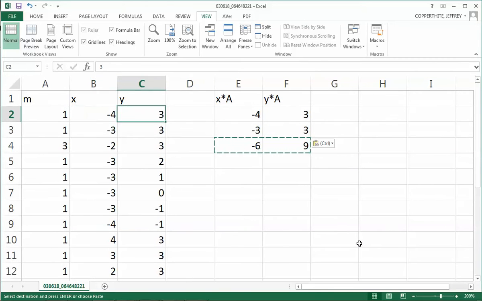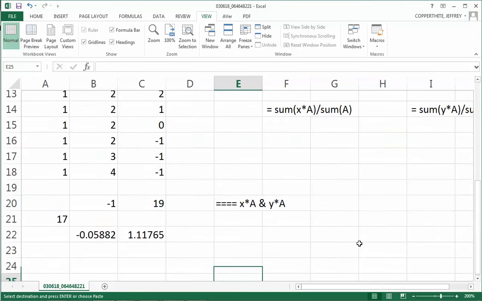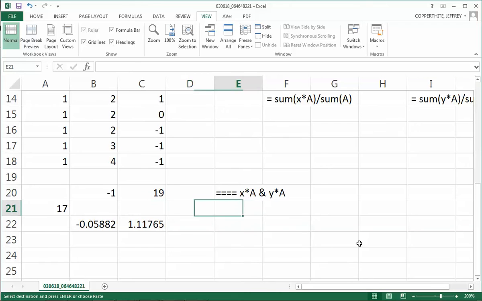Okay? So if you'd like to challenge yourself, I recommend you give that a shot. Okay? So your x times A, your y times A, and then of course you would have to do the same calculations down here, sum and divide by the count, by how many blocks you used. Okay? All right. So that's the assignment for this morning.